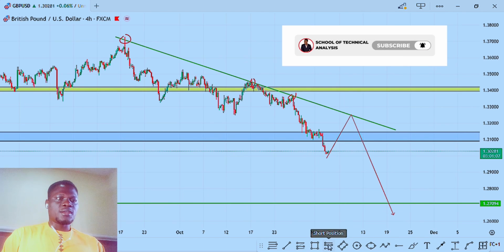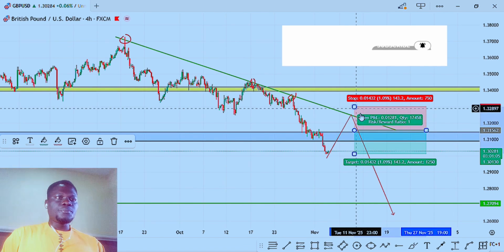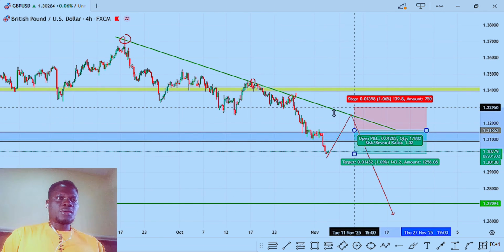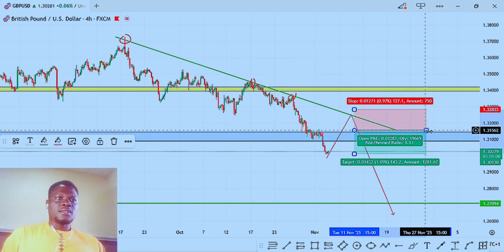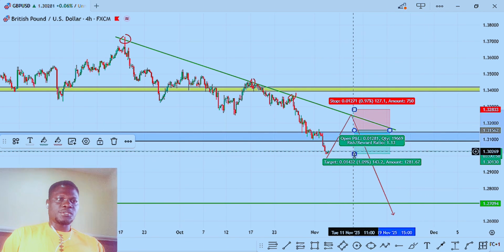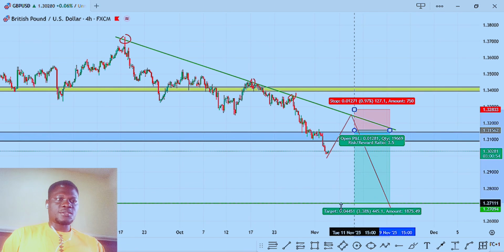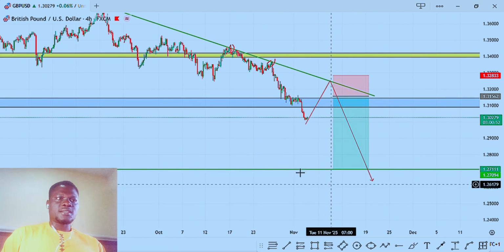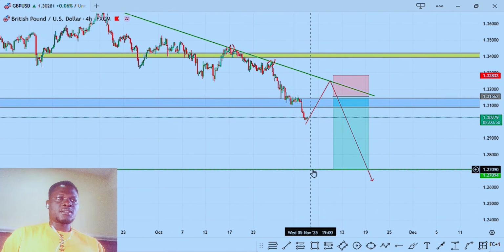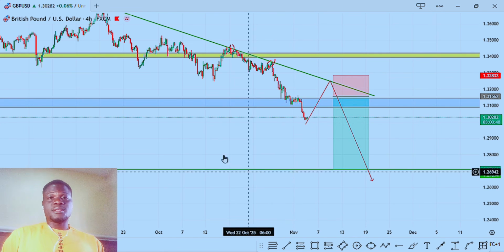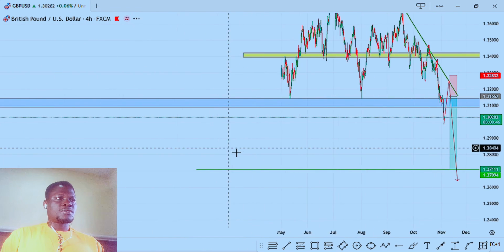For the GBP, the cable market, we are going to be looking for a sell trade. If we see some correction from here, we're going to be selling. My first profit target is going to be this level. This is a major level where GBP might find some correction.